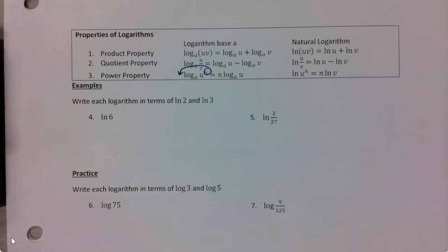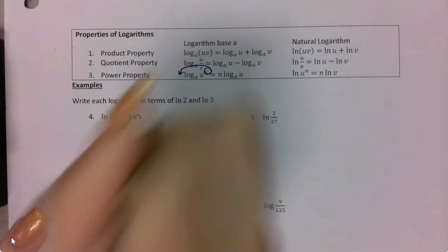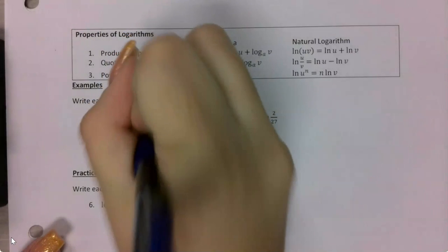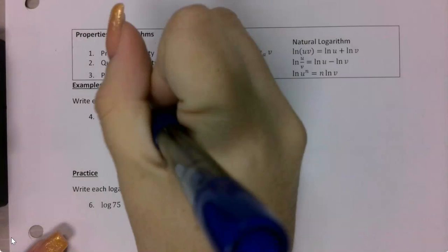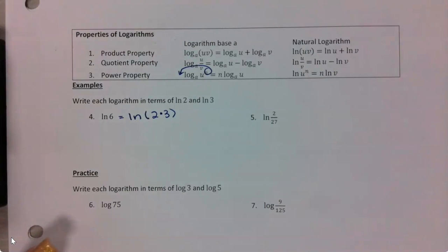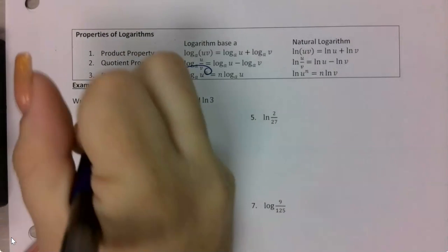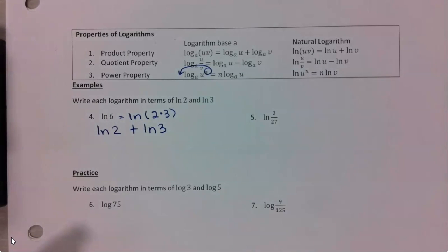So numbers 4 and 5 want me to write the logarithm in terms of 2 and 3. So first thing I want to do here is rewrite 6 in terms of 2 and 3. How do I get 6 from 2 and 3? 2 times 3. So what are those two numbers doing? Multiplying. So I can split this up with addition. So I'm going to have ln of 2 plus ln of 3. And that's my answer. I'm not actually solving anything here. I'm just splitting it up.